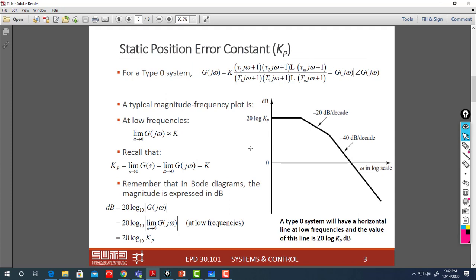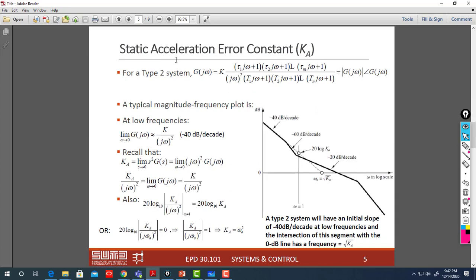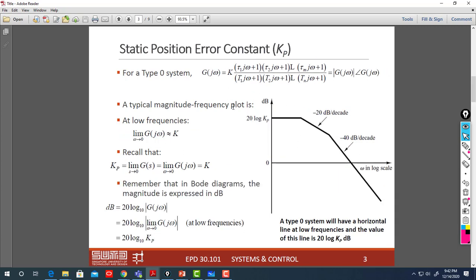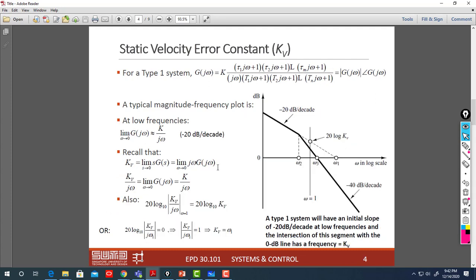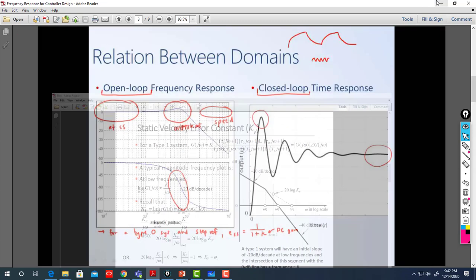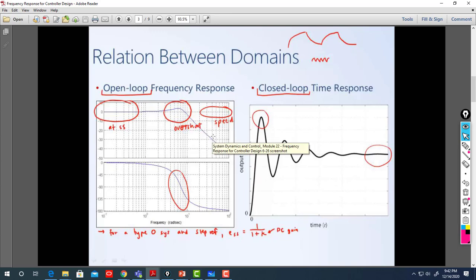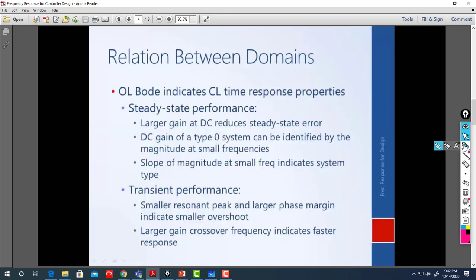Also we can know KP, KV, so the static position error constant, velocity error constant, and acceleration error constant. We can compute them. And computing KP, for example, for a system of type 0, it returns to knowing the DC gain, which is 20 log of KP. KP is equal to K, the DC gain. That's basically all regarding the interpretation. So here they are written for you: open loop Bode indicates closed loop time response properties.